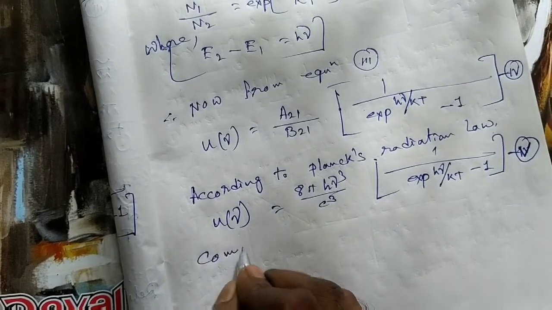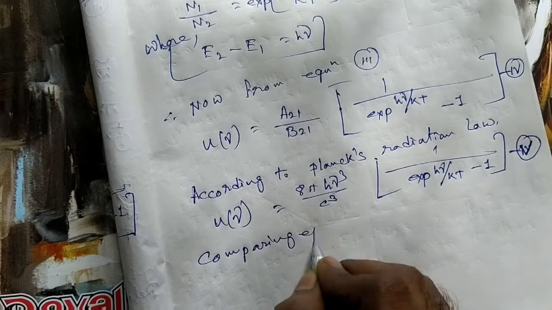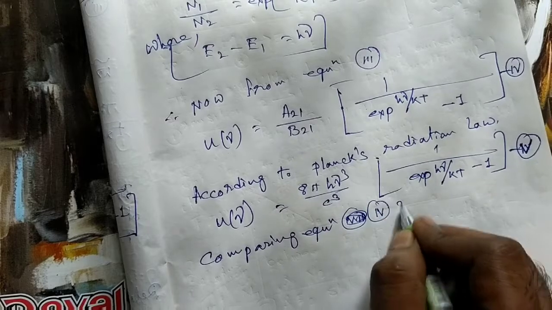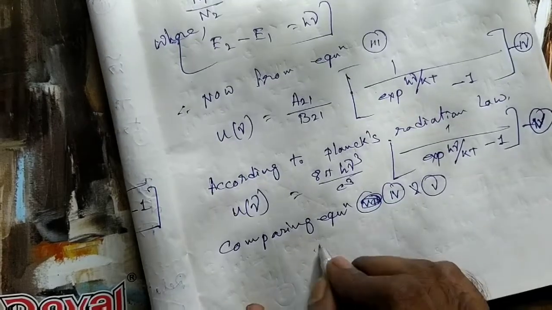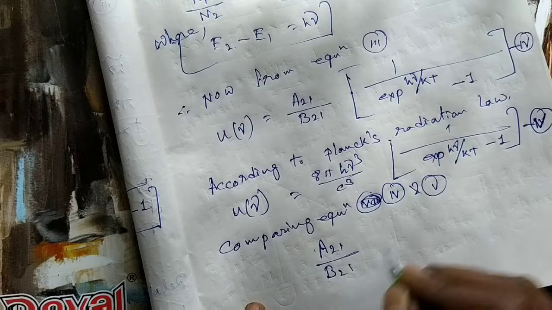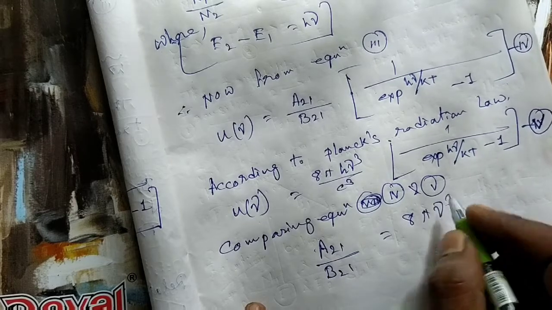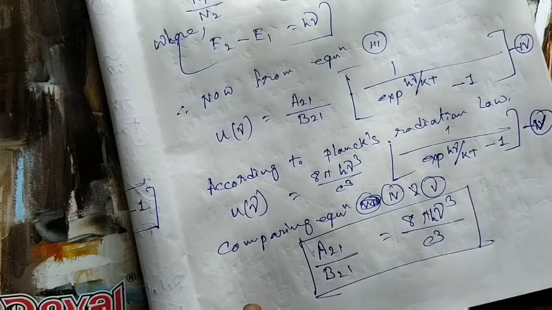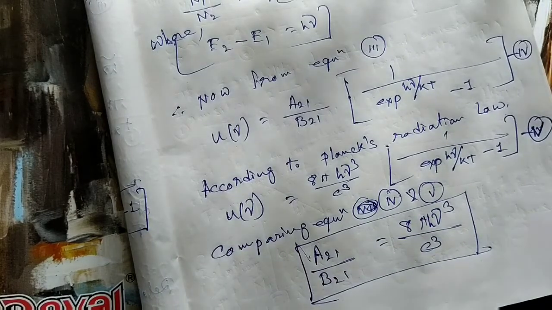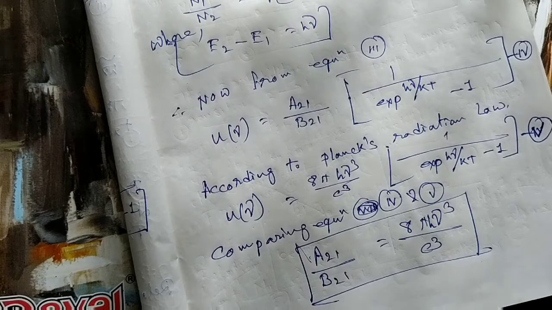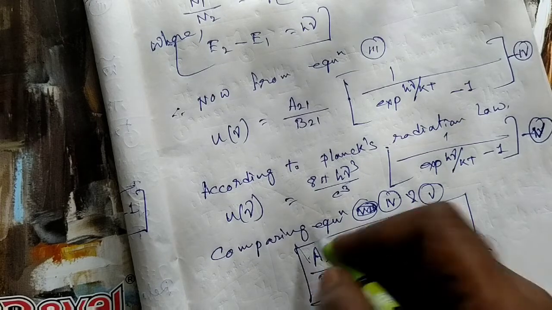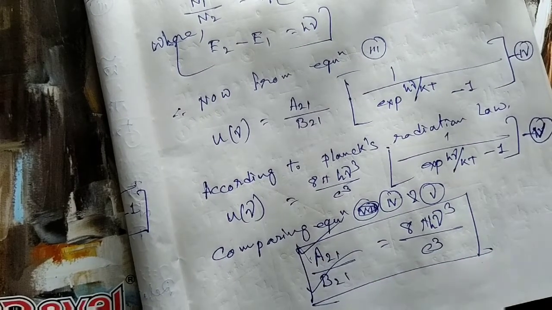Now compare equations 4 and 5, we get A21 by B21 is equal to 8 pi H nu cube by C cube. This is the relation between A21 and B21, the Einstein coefficients. Two types of Einstein coefficients: the spontaneous emission coefficient and the stimulated emission coefficient.